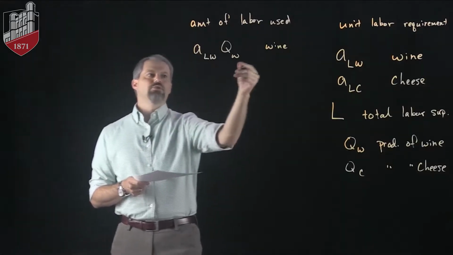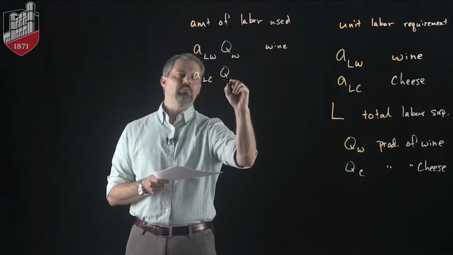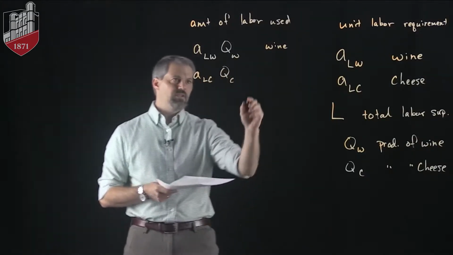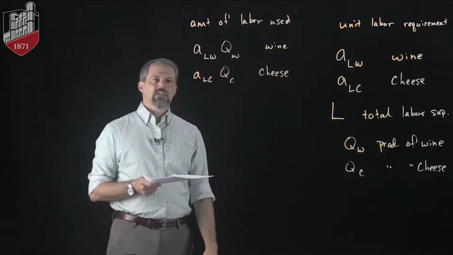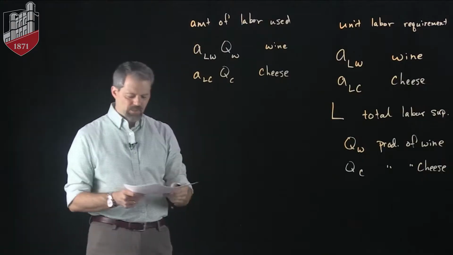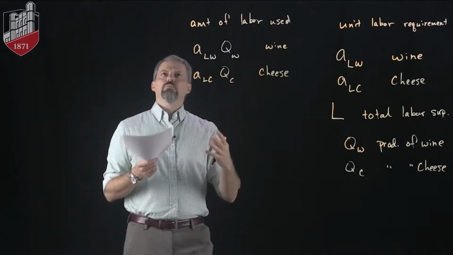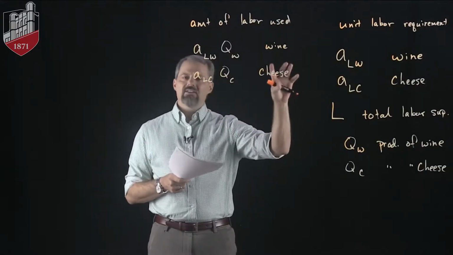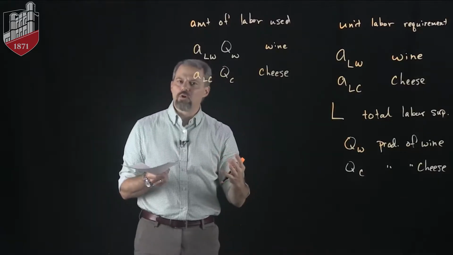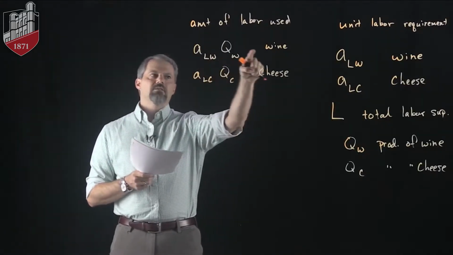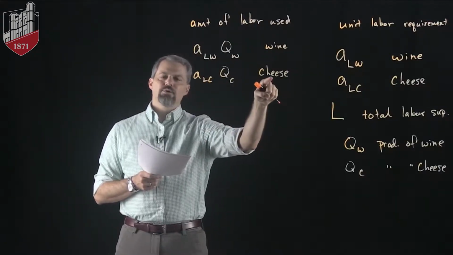The amount of labor used to produce cheese is going to be the unit labor requirement for cheese multiplied by the amount of cheese produced. So that's the amount of labor used to produce cheese. Again, this is just one number multiplied by another number. Now, we can't use more labor than we've got. Home has a certain amount of labor given by L. They can't use more than that. Here's the amount of labor used to produce wine and the amount of labor used to produce cheese.